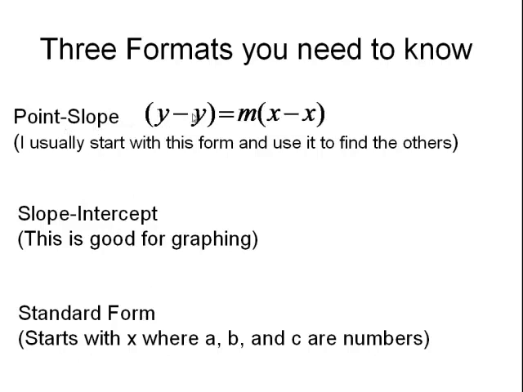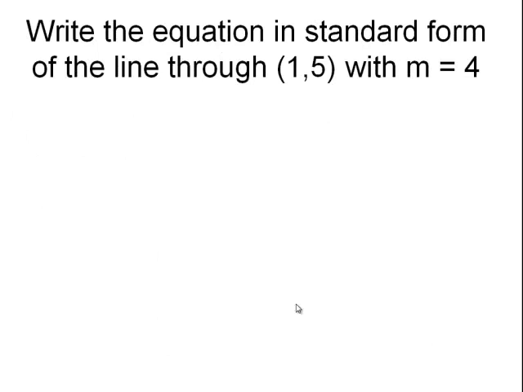Okay, point slope is y minus y1 is equal to m times x minus x1. Again, that's the one I usually start with. Slope intercept is y equals mx plus b. b is the intercept, but you don't normally have that. m is your slope, which you can find. Standard form is ax plus by equals c. And it's just a nice form to type with because there are no fractions involved.